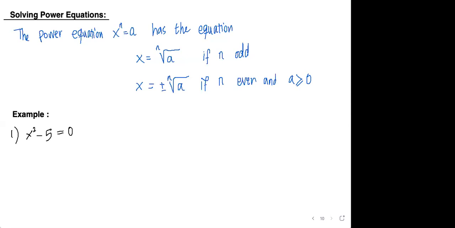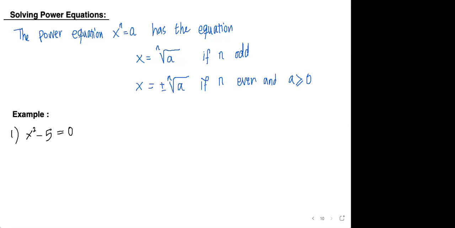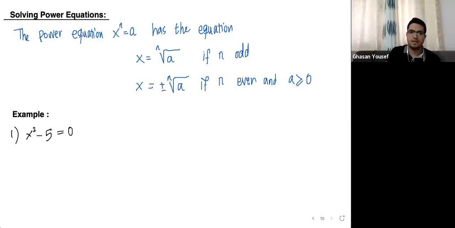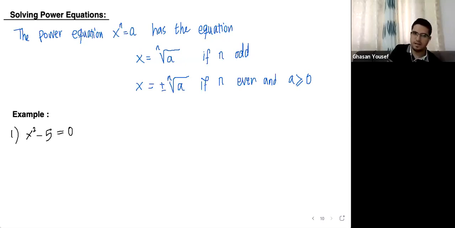What's the question? Is this example, x squared minus 5 equals 0, a power equation? I mean, can I write it of this form, x to the power n equal a, whatever n is? Yes, I think you can. How? Isn't it n becomes 1/2, square root of x, something like that? No, can I write this equation exactly like this, x to the power n equal a?